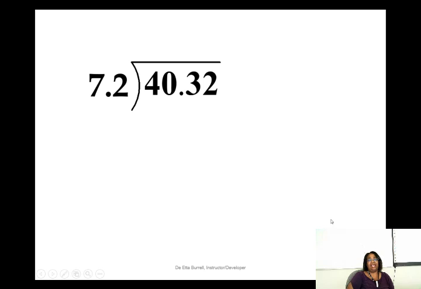All right, now this one's slightly different. I have 7 2/10 that I'm dividing by 40 32 hundredths. So I've got a decimal in the divisor and a decimal in the dividend. What should I do to get the divisor to be a whole number?